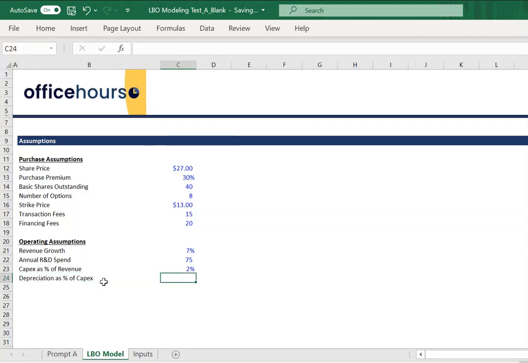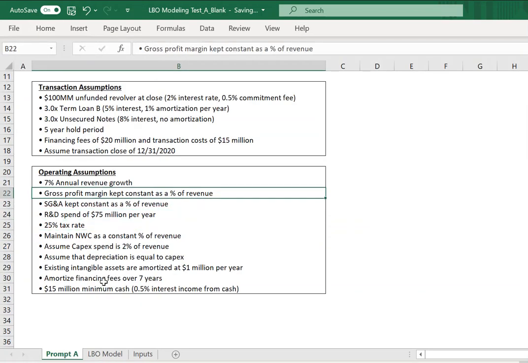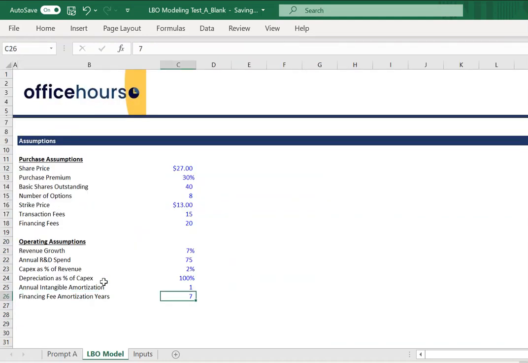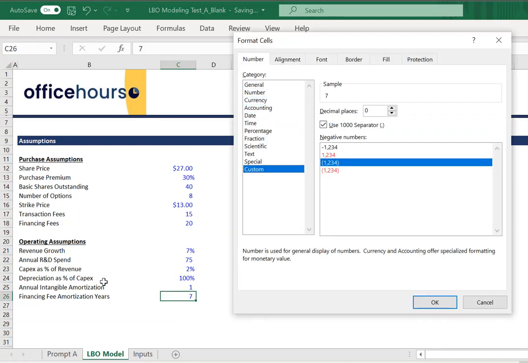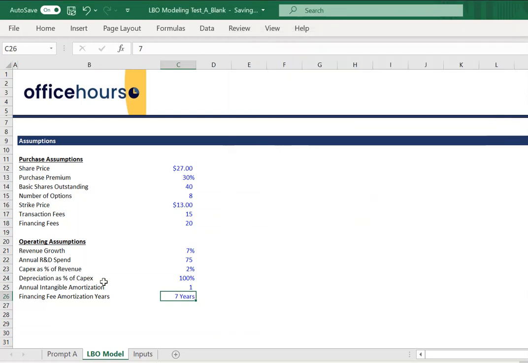Depreciation as a percent of CapEx is 100%. There are multiple ways to think about projecting depreciation and CapEx. You could do it in a waterfall. For the simplicity of this model, we're going to assume that depreciation is 100% of CapEx. We're going to amortize 1 million of intangibles. We're going to amortize our financing fees over 7 years. We have 20 million of financing fees, and the prompt said to amortize them over 7 years, so we just want to put the 7 there. If you wanted to, you could set the formatting so it says years, so you know what that's talking about.